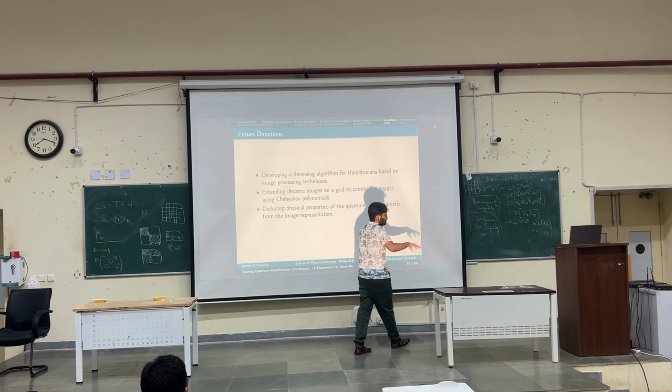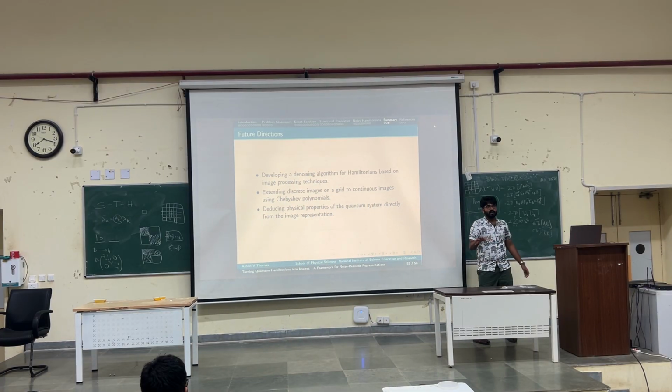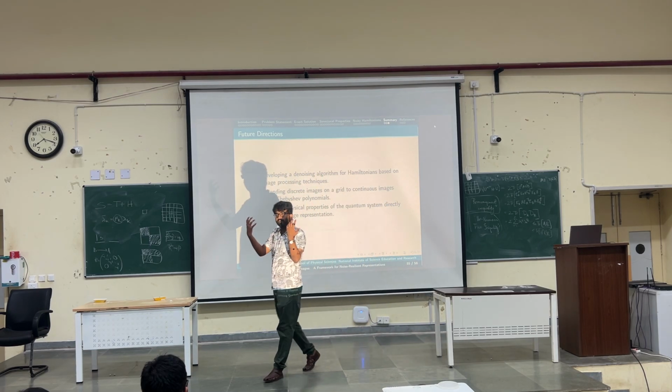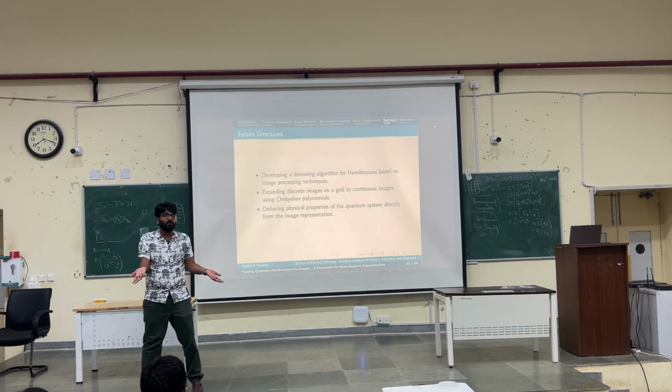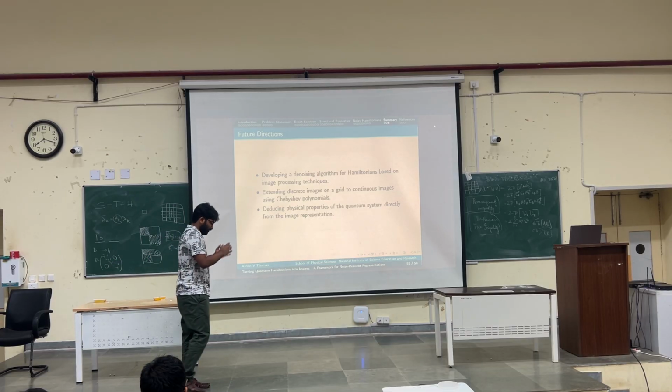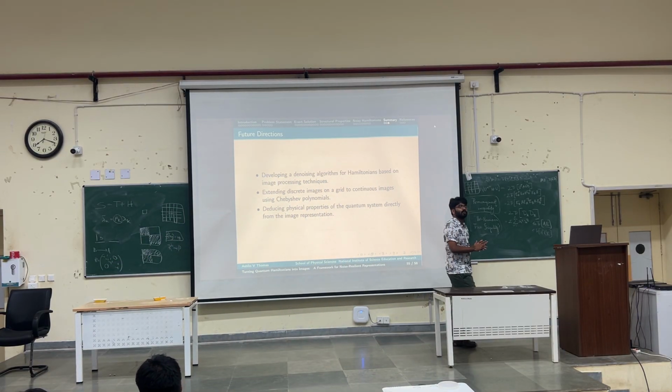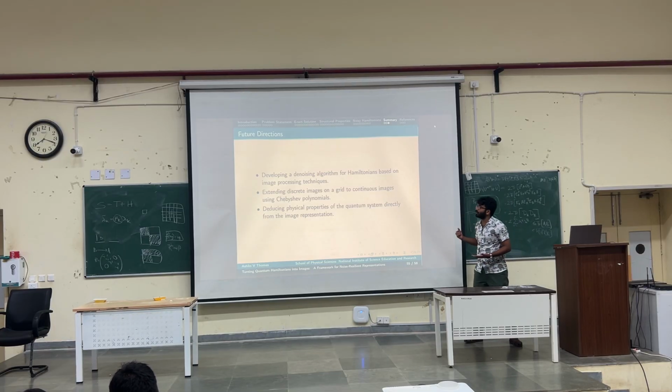This is already done. Using Chebyshev interpolation, it's not that I interpolate it, but the mathematical form that we get out of it is exactly the form of interpolation. So why not interpolate it? One can use Chebyshev interpolation and get it into a continuous image on a square. That has already been done.